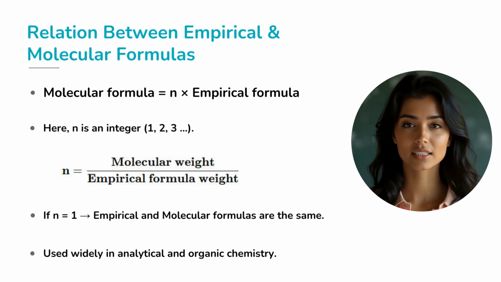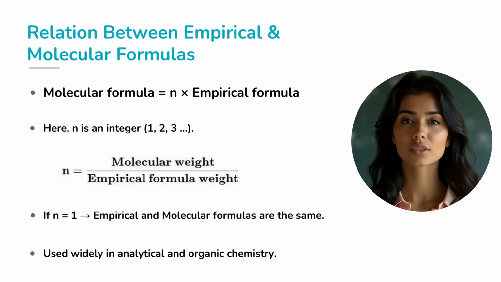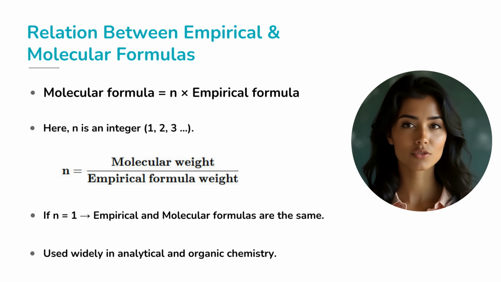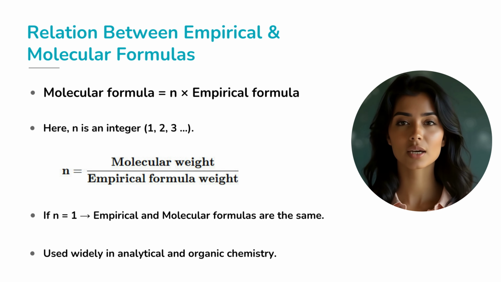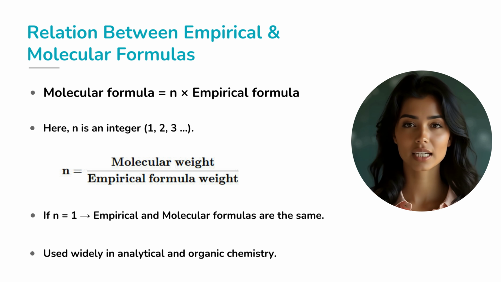Now, how do the two connect? Simple. The molecular formula is always an integer multiple of the empirical formula. Mathematically, we say molecular formula equals n times empirical formula. Here n is an integer, 1, 2, 3, and so on. To find n, we take the molecular weight of the compound and divide it by the empirical formula weight. If n equals 1, then the empirical and molecular formulas are the same, but if n is greater than 1, then we multiply the subscripts of the empirical formula by n to get the molecular formula. So remember, empirical tells us the proportion, molecular tells us the real count.